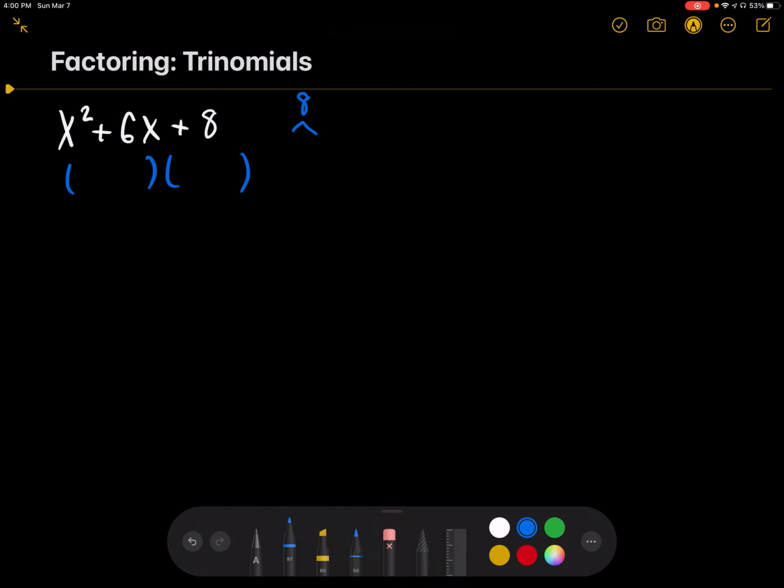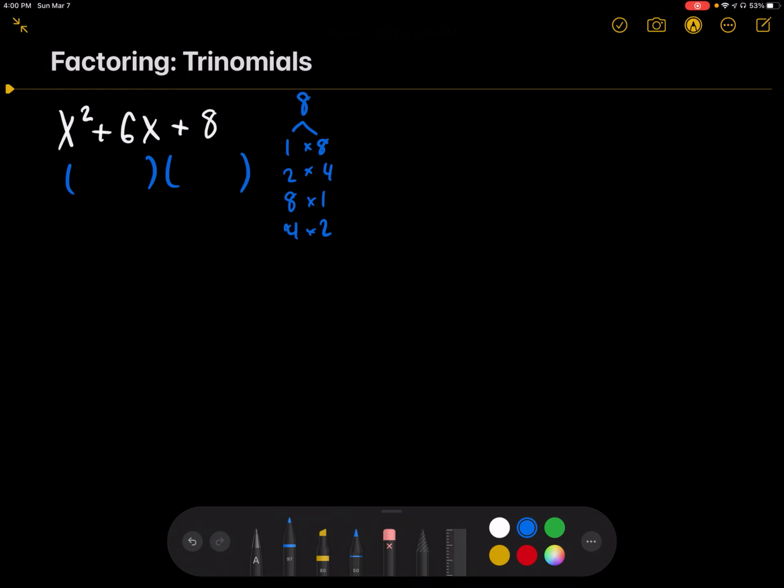What I like to do at the start is list all the things that multiply into 8. So we've got 1 times 8, we've got 2 times 4, and that's pretty much it. We also have 8 times 1 and 4 times 2, but when it comes to adding them together, it's not going to make much of a difference. But anyway, which of these combinations add up to 6?